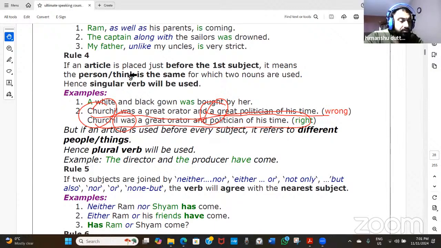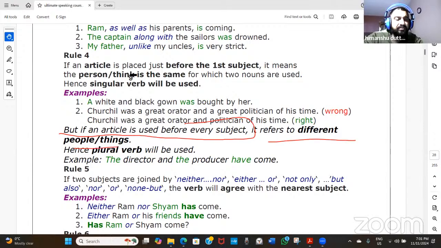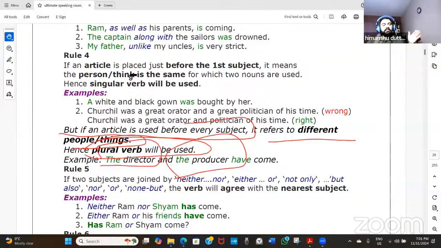So here the next one. But if an article is used before every subject, it refers to different people and different things. Hence the plural verb is to be used. Like if the article is used with one thing, not with the other one, then definitely it'll be singular. But when it comes to every noun, if it is used in the sentence, like the director and the producer, both are different now. We have made them different. In the earlier example also, when I used the, I made them different. Why? To let you know that if we are using an article with each of them, then both are different.